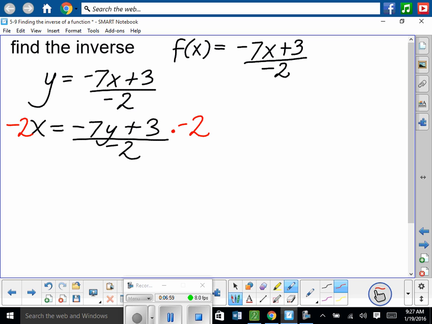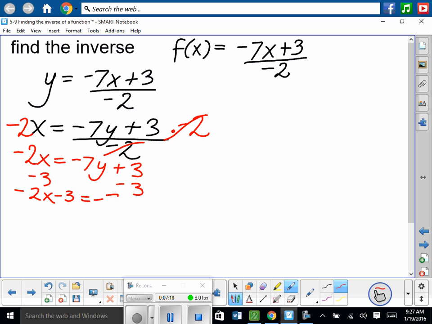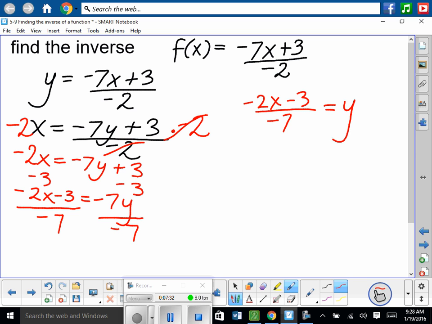So on the left, negative 2 times x is negative 2x. On the right, look, negative 2 divided by negative 2. It's a 1, right? Questions on that? So we have negative 7y plus 3. Then solve for y algebraically. Subtract 3, negative 2x minus 3 is equal to negative 7y. Divide by negative 7. So we have negative 2x minus 3 over negative 7 is equal to y. Now I'm going to urge you, y is alone, that's technically our answer, but isn't this a line? Isn't this a line? Yes.